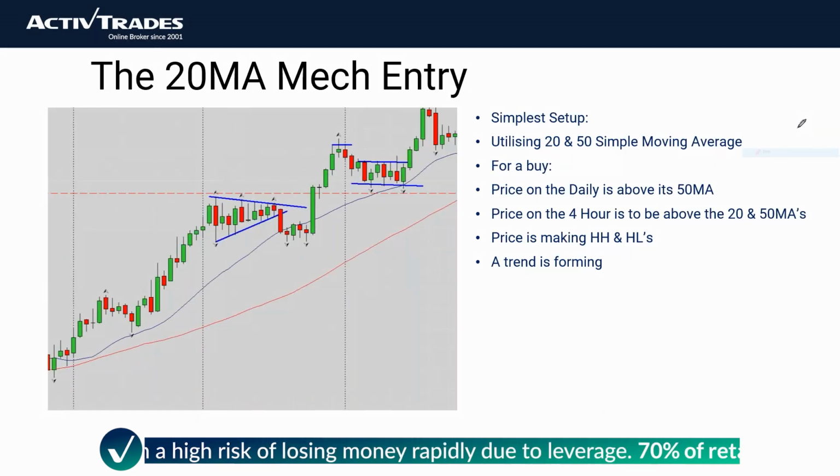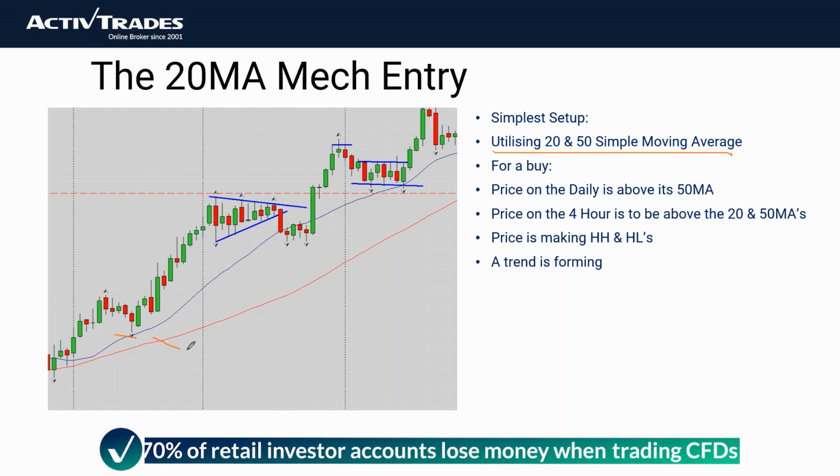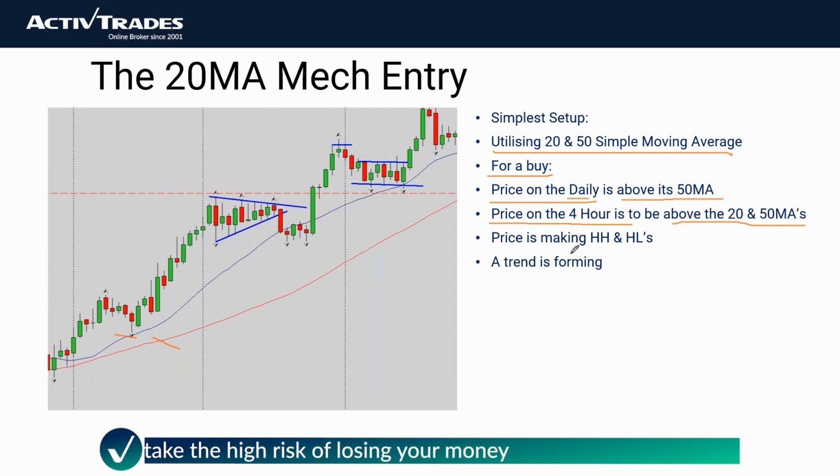So what are we talking about in the mech entry? It is a very simple setup, and we want to utilize the 20 and the 50 simple period moving average. Remember, I'm on a blue 20 and a red 50. For a buy environment, where I'm looking to be long, I want price on the daily chart to be above its 50-period moving average, the red one. For me, that is enough of a filter to recognize that I'm in a buying environment rather than a selling environment. Also, price on the 4-hour should be above both the 20 and the 50 period moving average, and also making higher highs and higher lows.